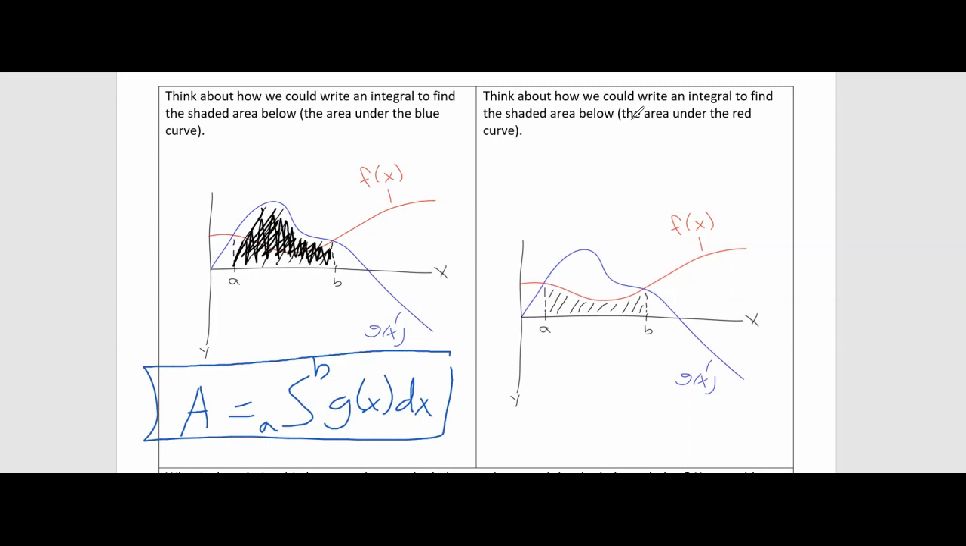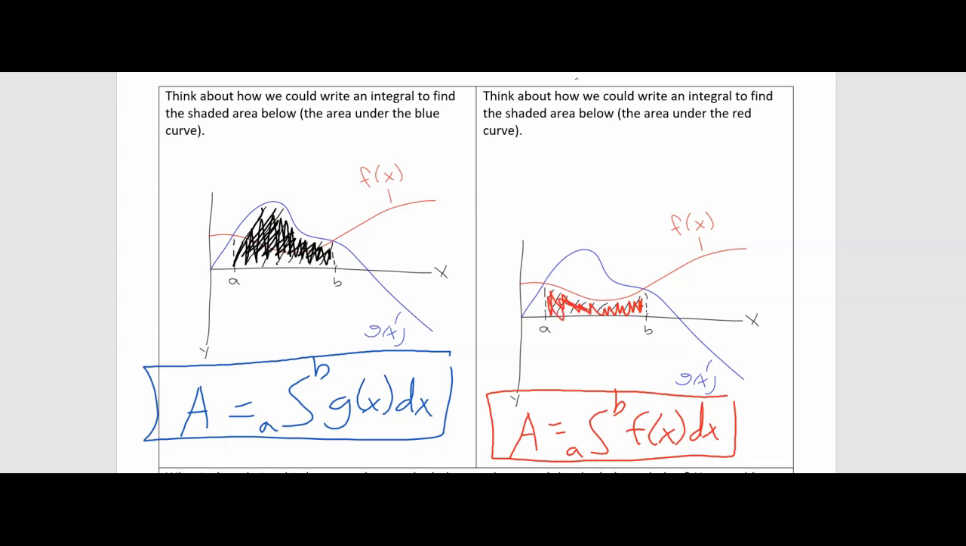Now, if I wanted to find the area underneath the red curve along the same interval, it's the same integral, except we swap out g of x for f of x. That would give us this area right here. Now, I don't want either of those areas. I want the difference between those two areas. I want to take the entire area that we found using the blue and subtract off the piece that we found over here using the f of x function.